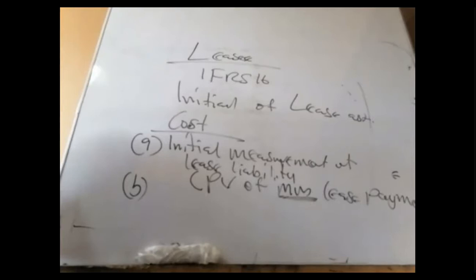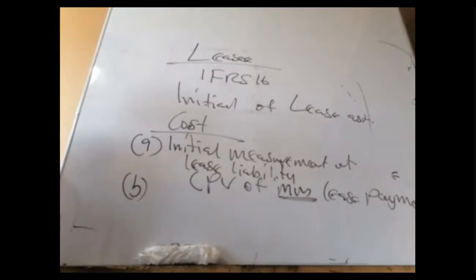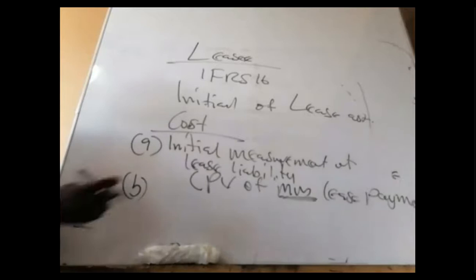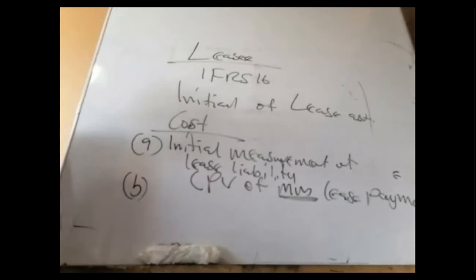Any lease payment made before the commencement date. This includes, like, the initial amount. Any lease payment made before the commencement date, less any lease incentive received. B is very important. And all of them, I'll pick questions on them. So I'll give you critical sections.